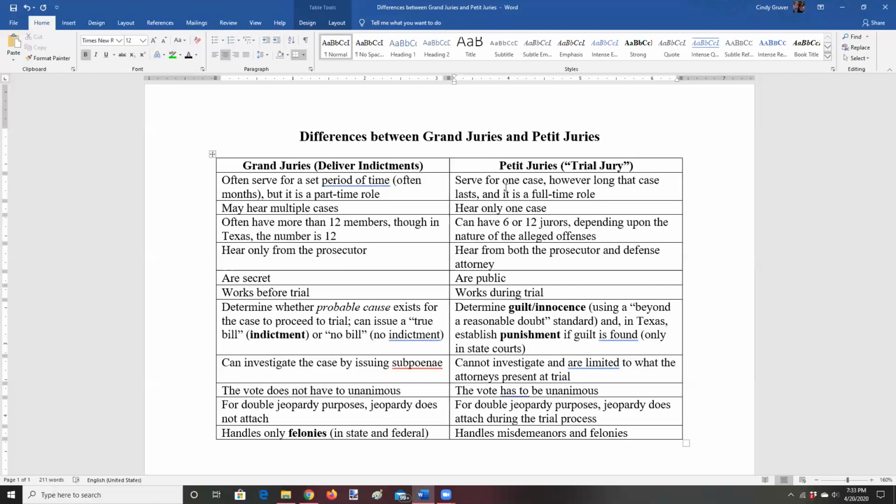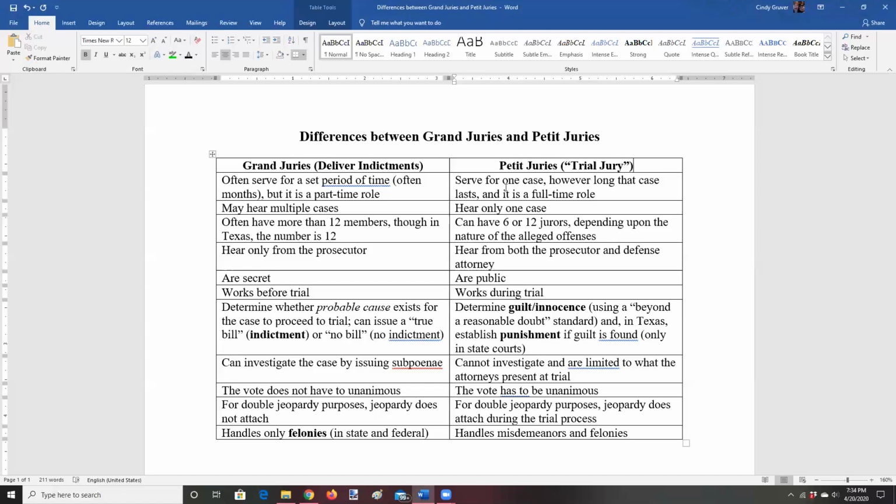There may be times where you have an afternoon or a morning off, but more often than not, you will be serving in the jury for that period of time. Grand juries also often hear multiple cases. They may be assigned to hear all of the cases from a particular prosecutor for a period of time, and that's very different from a petit jury because a petit jury is just going to hear one case. It's not true, though, that grand juries always hear multiple cases.